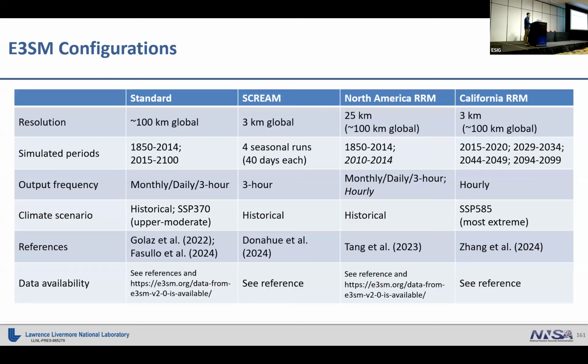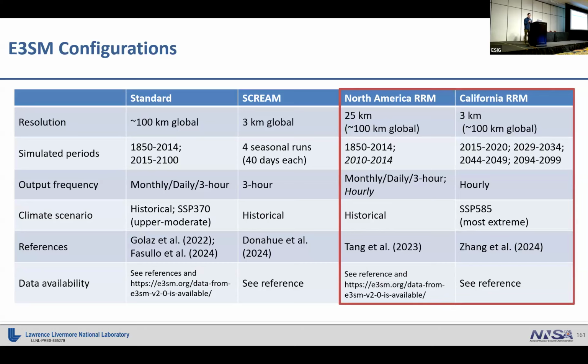All right, so for the very high resolution global SCREAM model, as I said, it's more under development, but we have a recent publication coming out soon. It's in preprint right now. But we've done 4 seasonal runs for present day scenarios. They're each 40 days to show how the model performs in different seasons. Those have 3-hour output availability.